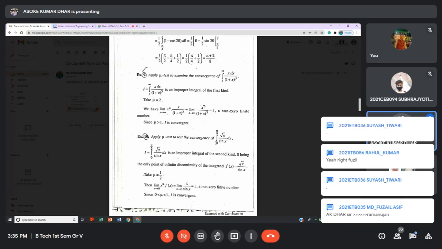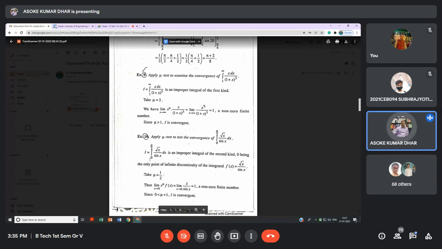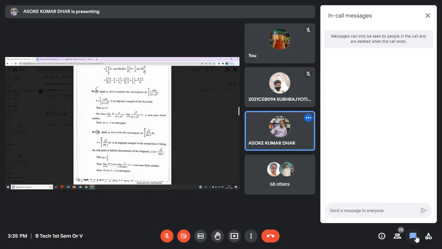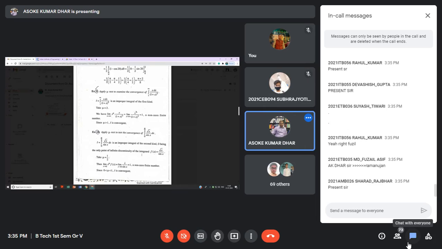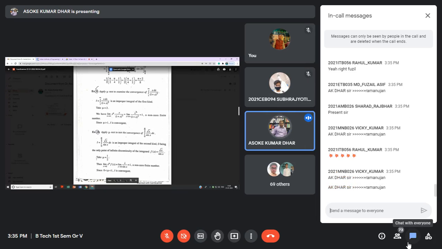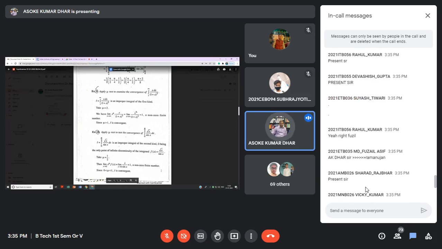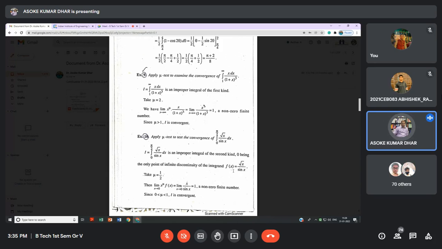Apply the mu test to test the convergence of this. Now this is an important one of the second kind, since the range is finite, although x equal to 0 is the point of discontinuity, an infinite point of discontinuity, as sin 0 is 0. Take f(x) equal to this, and we take mu equal to half. Why is it half? Because if we write it in this way, sin x by x into 1 by root x, this can be written as sin x by x into root x into sin x by x.